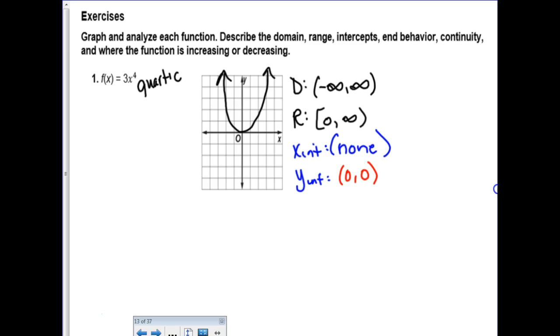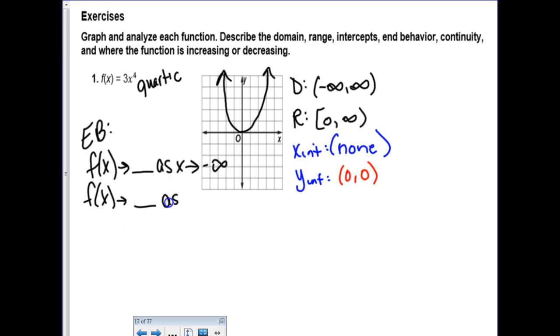All right, end behavior. You're going to use your template of f of x approaches something as x goes to the left, and your function approaches something as you read x's to the right.